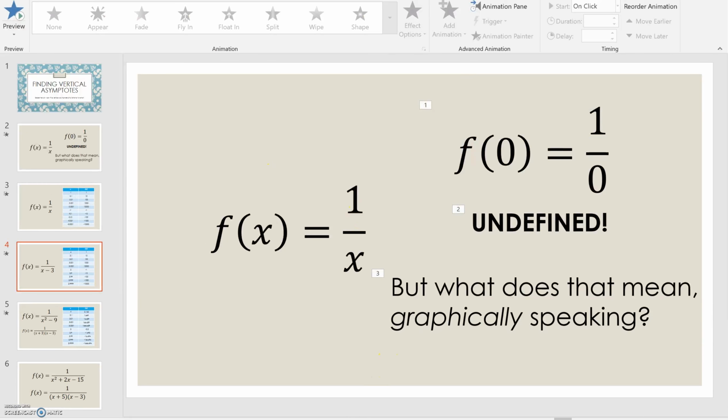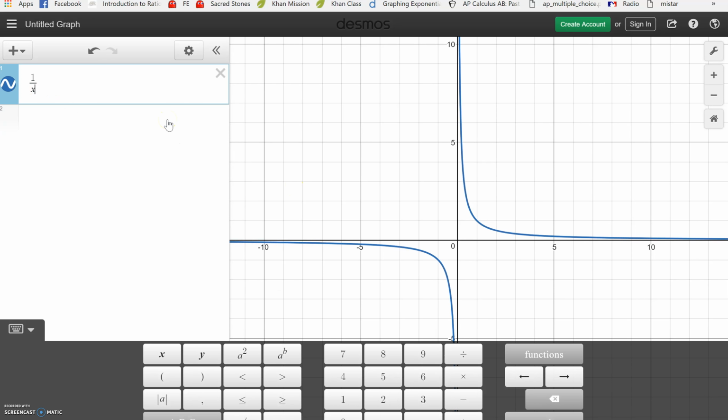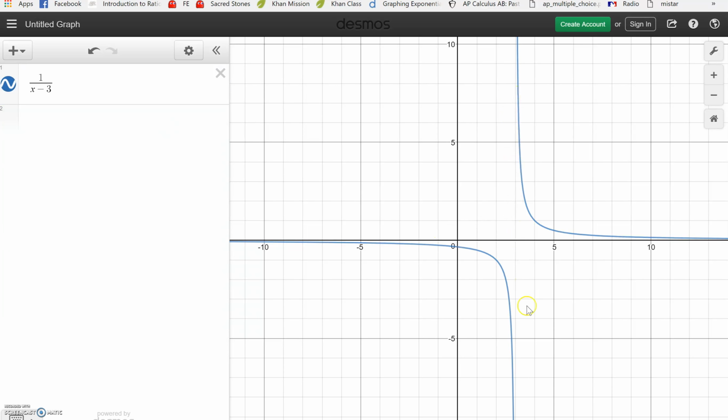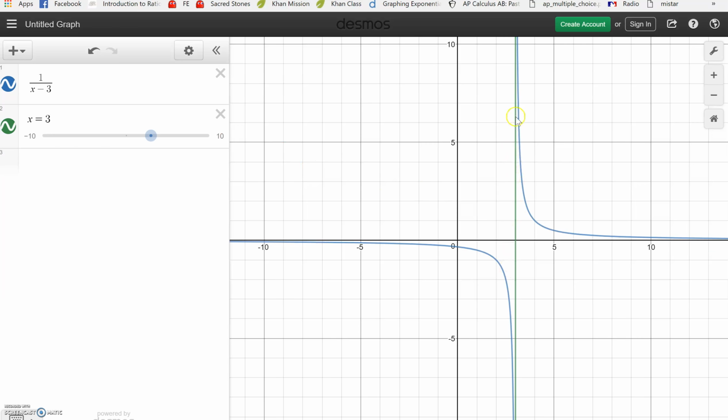And then if you look at the graph, actually on Desmos, let's pull it up. 1 over x minus 3. In fact, you'll see there is a vertical asymptote right there at the line x equals 3. In fact, let's plot the line x equals 3. Okay, that's my vertical asymptote, that green line. No matter how close I get, I'll never actually touch the line x equals 3.